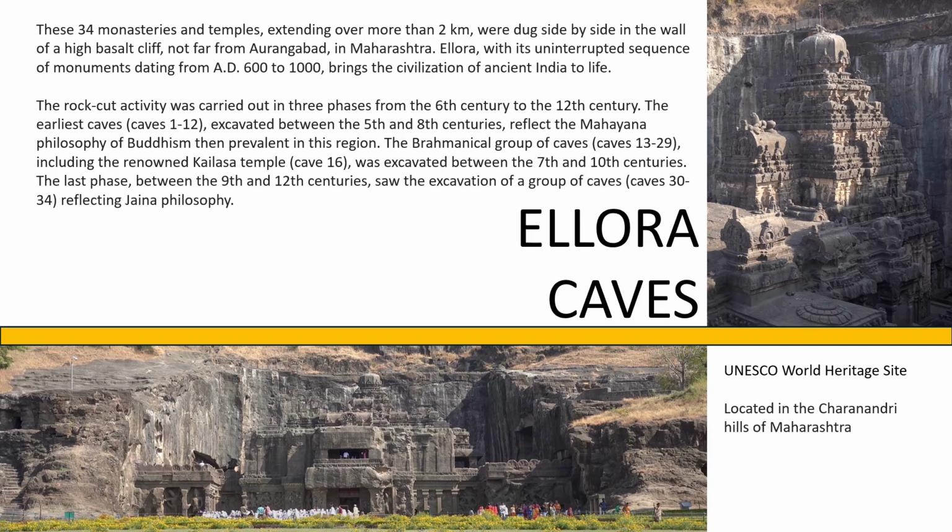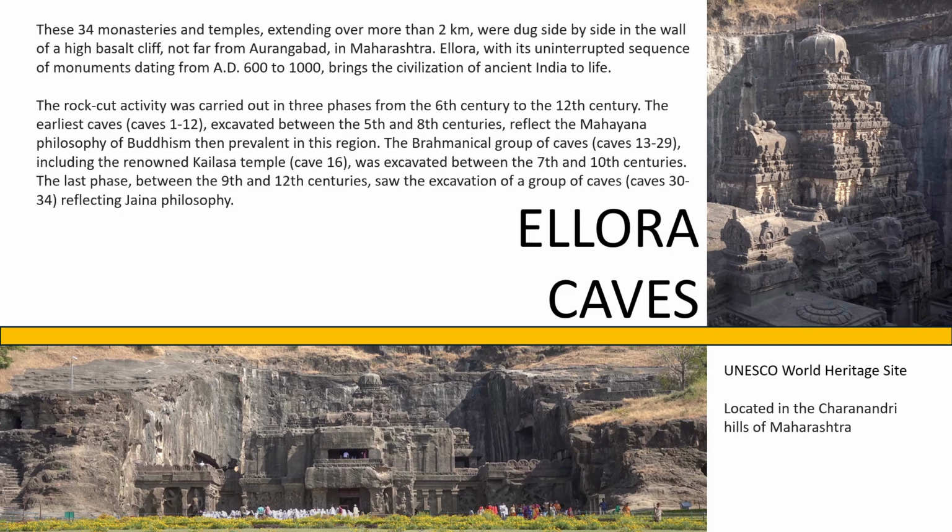There are over 100 caves on this site and all are excavated from the basalt cliffs in the Chandranandri Hills, 34 of which are open to the public. These consist of 17 Hindu caves, 12 Buddhist caves and 5 Jain caves. Each group represents deities and mythologies prevalent in the first millennium CE, as well as the monasteries of each respective religion. They were built close to one another and illustrate the religious harmony that existed in ancient India.